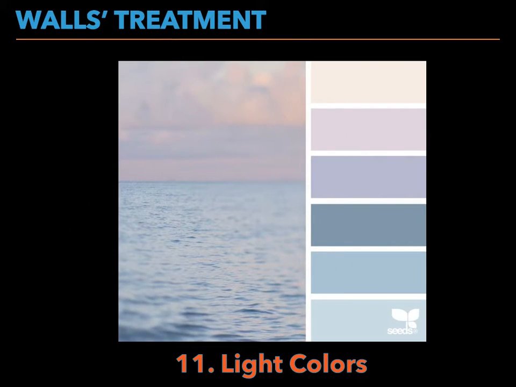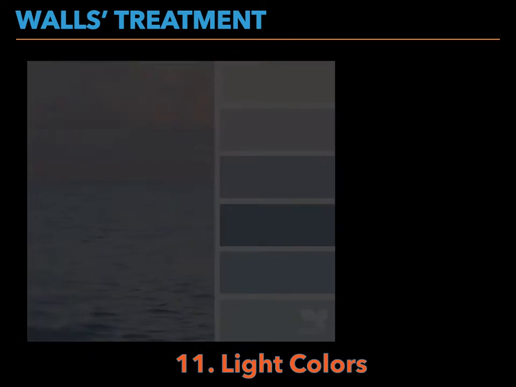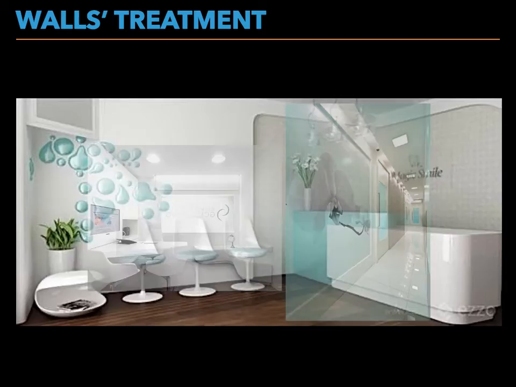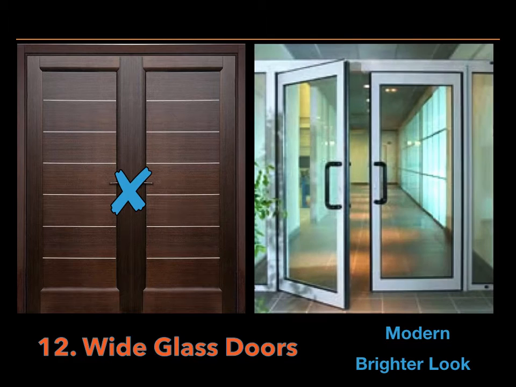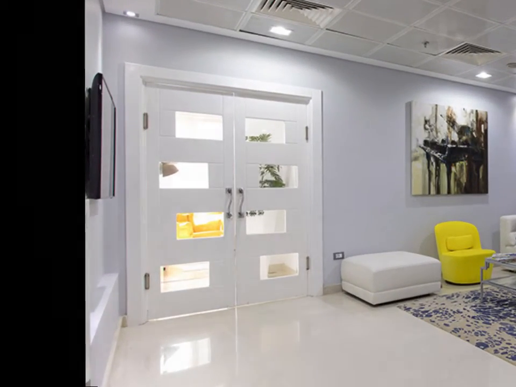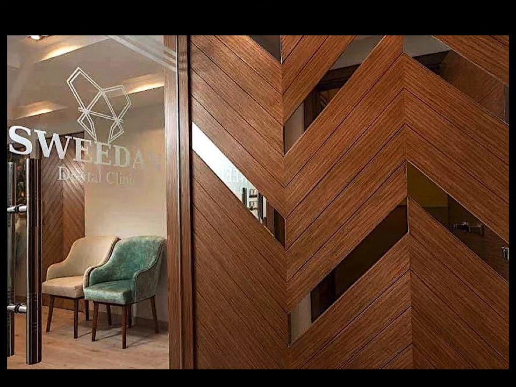When choosing colors for walls, try to avoid dark colors as they always shrink the perceived size of a room. Instead, go for lighter colors. Replacing solid doors with wide glass doors is also a good practice for a good space illusive effect. It provides both a modern and brighter look to your office. If you are worried about security, here is a nice solution: a glass inner door and an external wooden door with mirror sections.